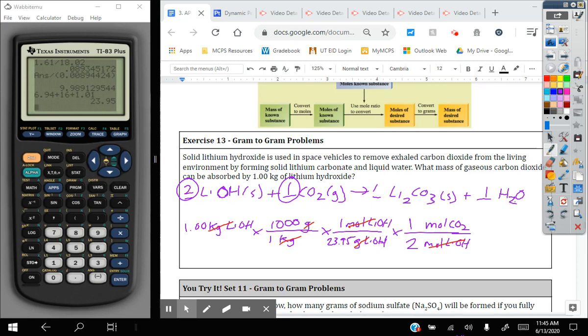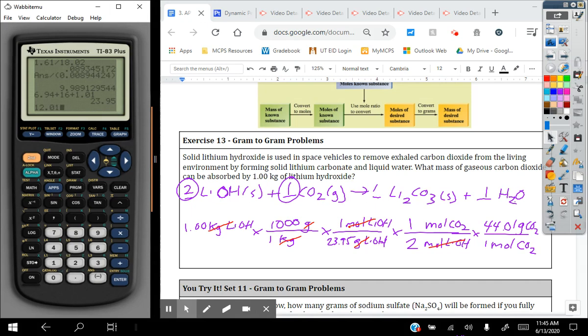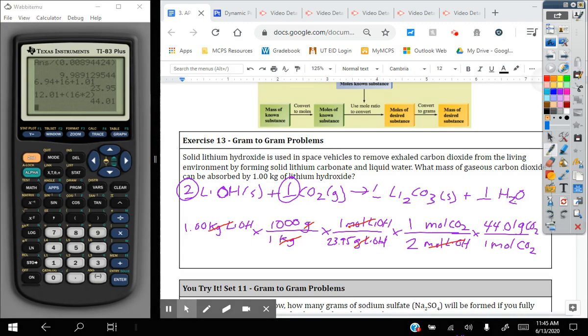Now that we're in moles of CO2, I can convert back to grams of CO2, so 1 mole of CO2, and then my molar mass of CO2 is 44.01 grams per mole. We can double check that if you like, 12.01 for carbon plus 16 times 2, and we get 44.01. All right, so now let's double check our units. Everything cancels appropriately, moles is gone, and I'm left in grams of CO2 as my final answer. Based off of my original quantity of 1 kilogram, I have 3 significant figures here. So my final answer should have 3 significant figures.